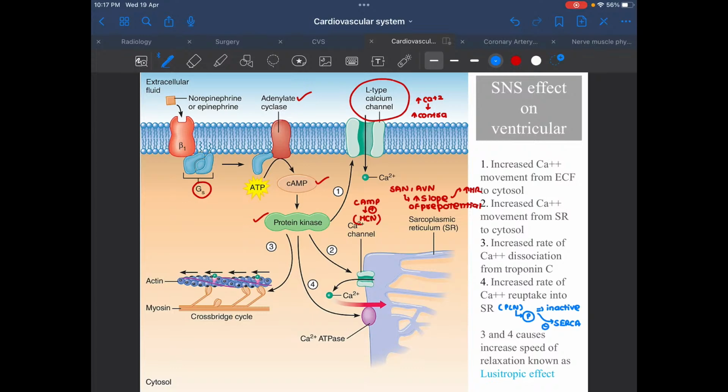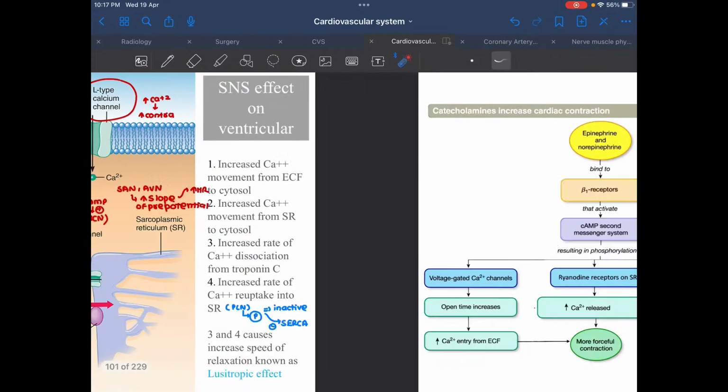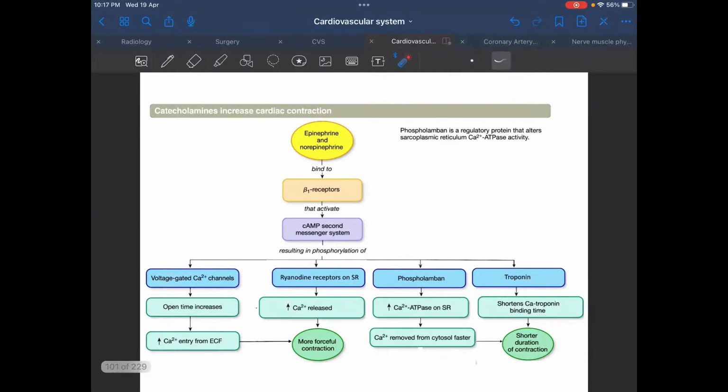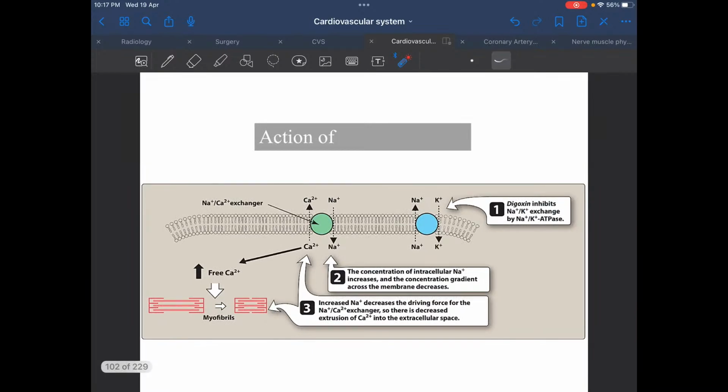Okay? Right. The last thing. So this is what you have seen. We've talked about the voltage-gated calcium channels as well. We've talked about the ryanodine receptors in the sarcoplasmic reticulum as well. We've discussed phospholamban as well. And don't forget your troponin friend. Okay? So troponin, it's going to shorten the calcium troponin binding time and hence generate more cardiac contractions per unit time. Okay? All right. So we've seen all of this.